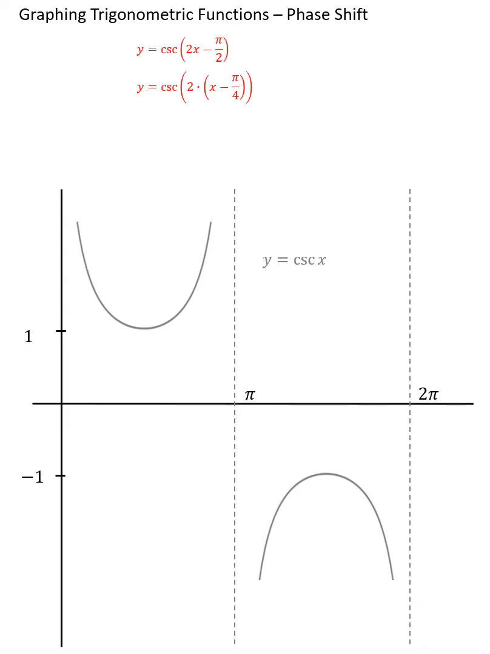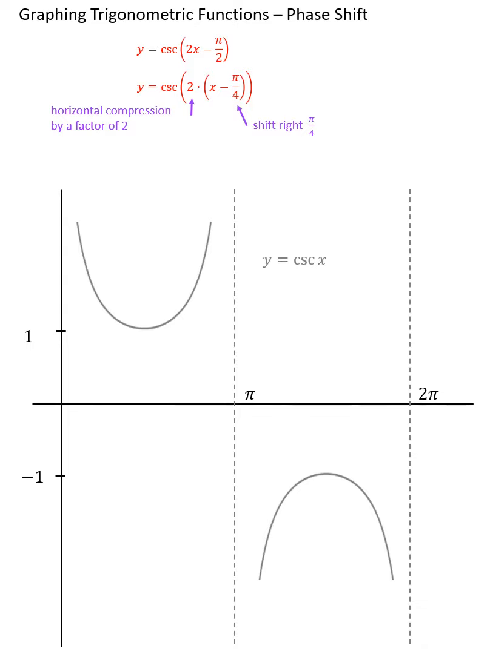So that's the strange algebra that we have to perform here, because it turns out if the coefficient of x is factored out, in this case only, then the rules of transformations apply. So this 2 is going to be a horizontal compression by a factor of 2. And this subtraction here now represents our rightward shift, which is going to be pi over 4, not pi over 2 like you might have thought from the way that this was expressed originally.